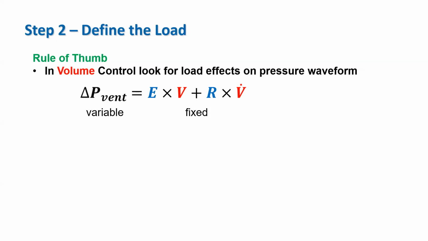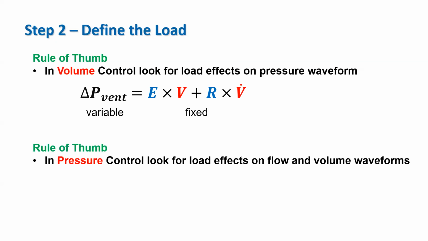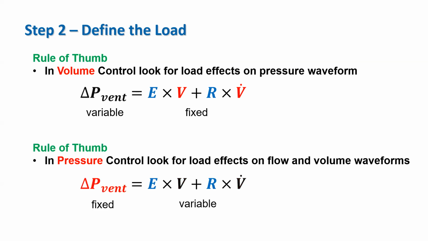So again, based on the equation of motion, in volume control, we're controlling the right-hand side of the equation. So any changes in mechanics will be represented by changes or deformations in the pressure waveform. In contrast, in pressure control, we're controlling the left-hand side of the equation. It can't change. So if there's anything happening on the left-hand side, effort, or if there's any changes in the mechanics, then we look for load effects on the flow and volume waveforms, like that.